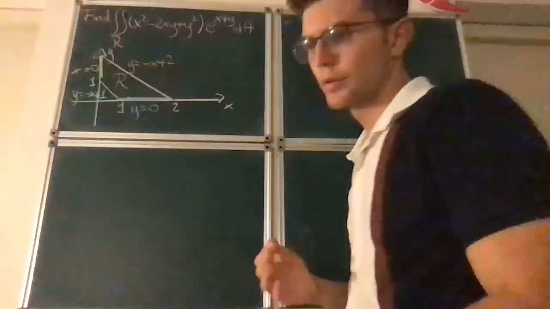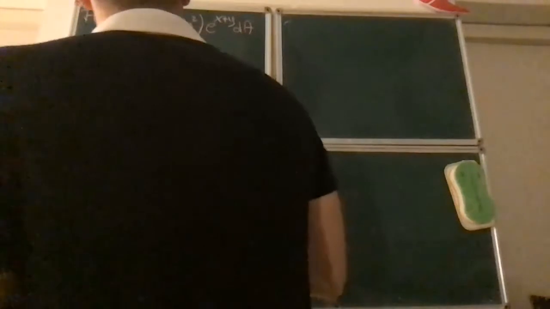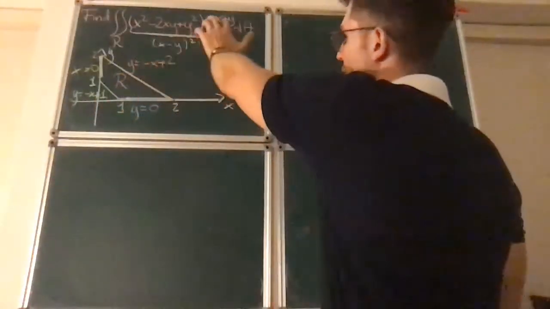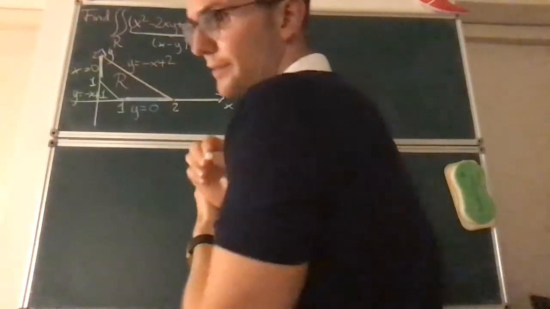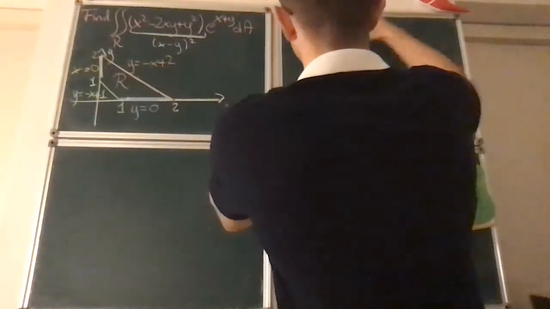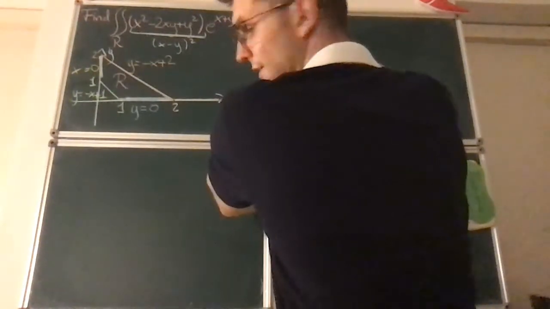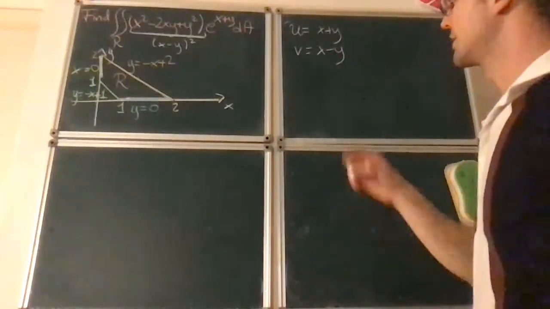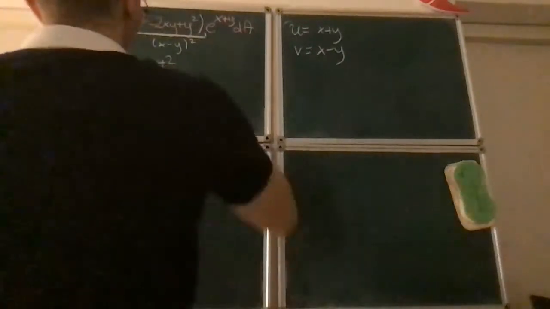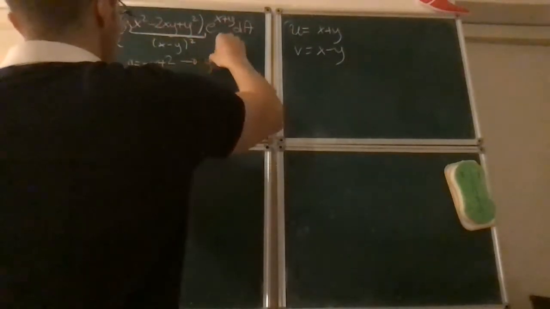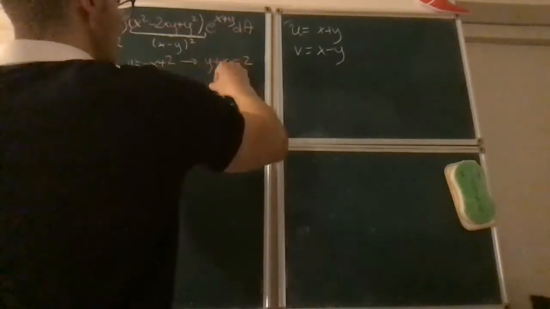And so notice that the function itself, this term, can be written as (x minus y) squared. So you have something with x minus y and something with x plus y, and that suggests making a change of variables, which is you say u is x plus y and v to be x minus y. Another reason why you want to make this change of variables is because if you make this change of variables, this becomes y plus x equals 2, or u equals 2.